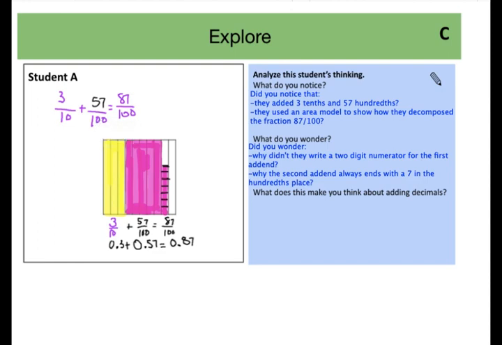And what does this make you think about adding decimals? Does it make us think that we can use fractions to help us add decimals? Right? We can convert these decimals into fractions, solve them the way we're comfortable with, and get our answer. We don't have to, but it's a way that we can use that we already know how to add fractions, and we can use that to help us add decimals. And you could also use area models or the place value disks to help you as well.